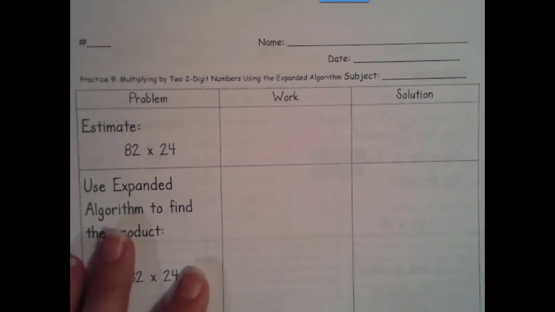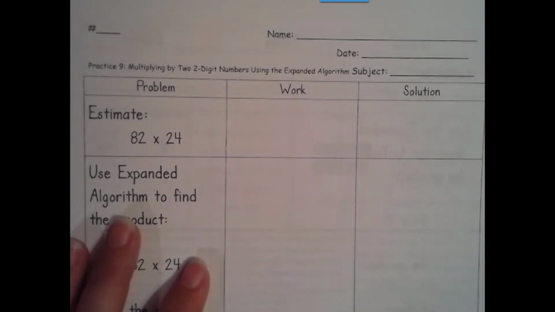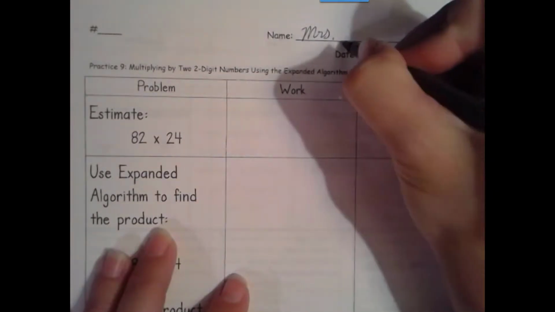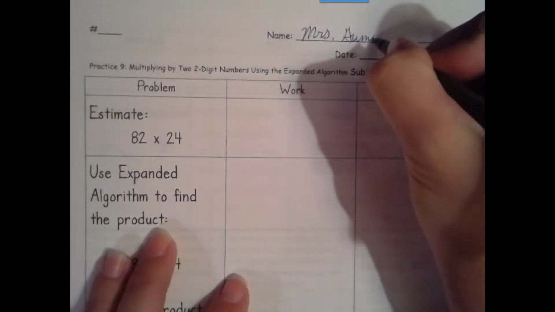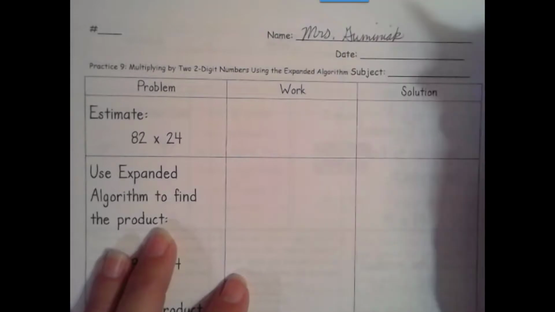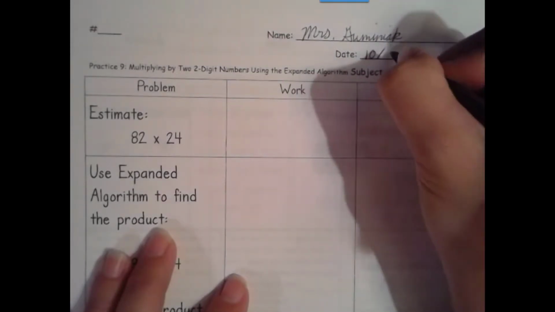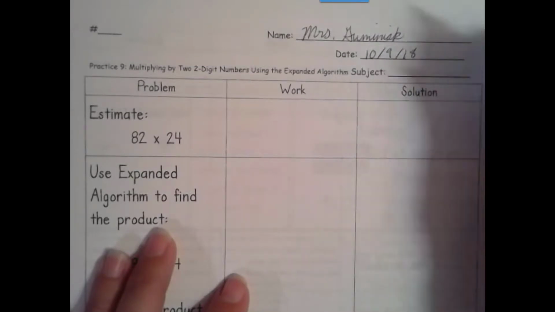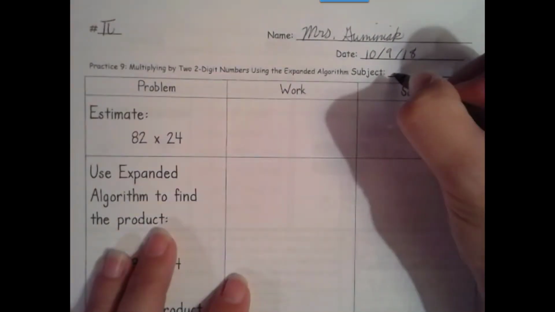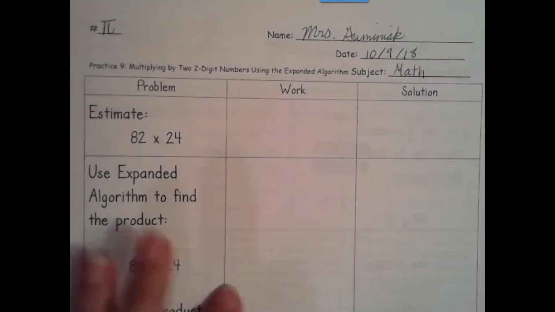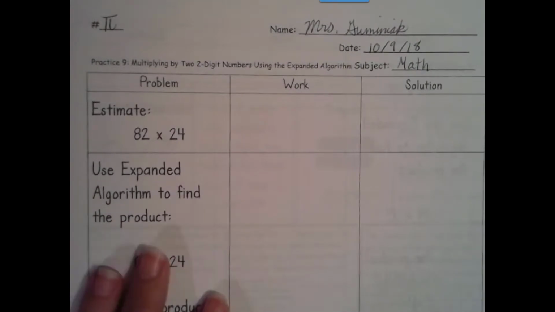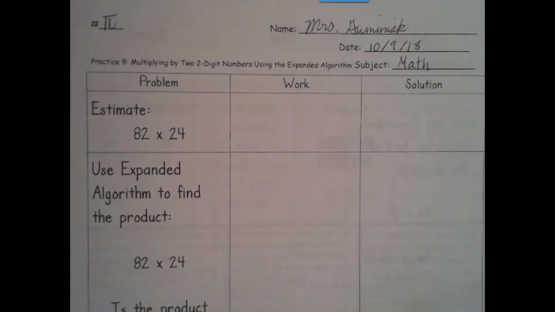Alright, so the first thing we need to do is get down our heading. So name, number, date, first and last in cursive. Remember to put the date you are actually working on the notes, not necessarily the date I'm writing. Our subject is math. You always want to get used to putting your heading on first, because as you get into higher grades and you have multiple teachers, it's very important that you do that.